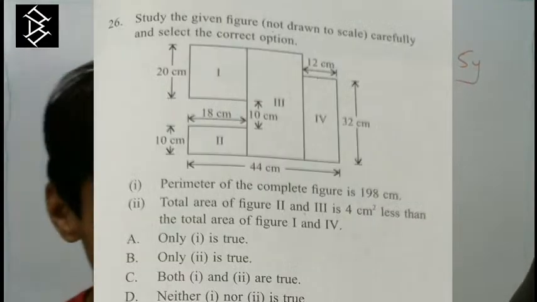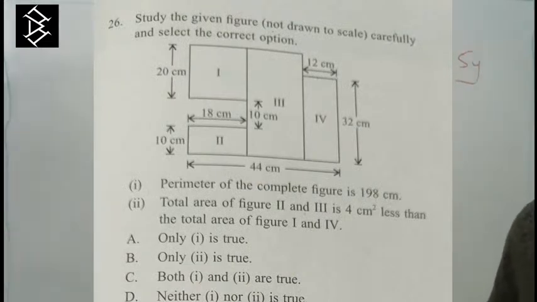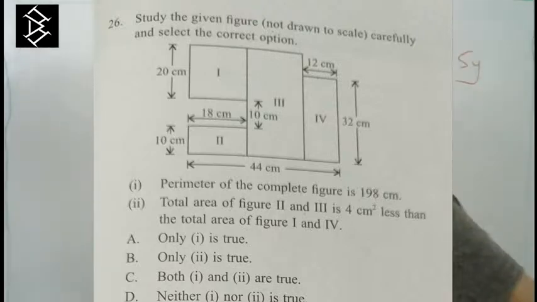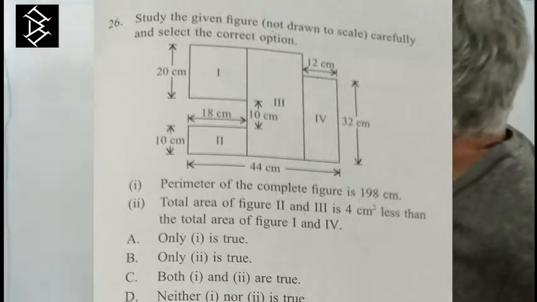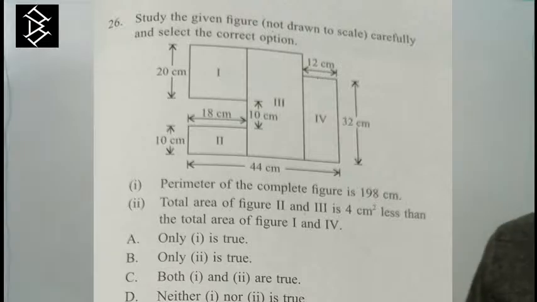26. Study the given figure carefully and select the correct option. So there are two questions and we have to find the answer of them. Yeah, let's do that. It's very simple. Okay, so you can try it for yourselves. I think that's a very, very simple question. We don't need simple. Just take your time and do it. Check the perimeter. Don't make mistakes with perimeter.